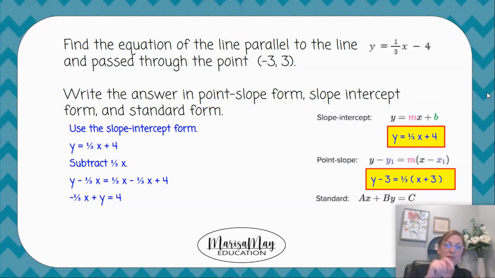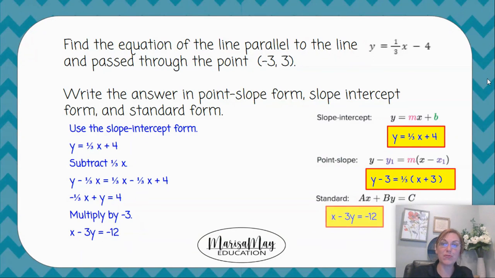We need to get rid of that fraction because that's the second rule of standard form, that there are no fractions or decimals. And we need this number in front of x to be positive. Now, the easiest way to do that is we're going to multiply this whole equation by -3. So every term in this equation is going to be multiplied by -3. -1/3 x times -3 gives me just positive x. y times -3 would give me -3y. And then 4 times -3 would give me -12. This is the standard form of this line.